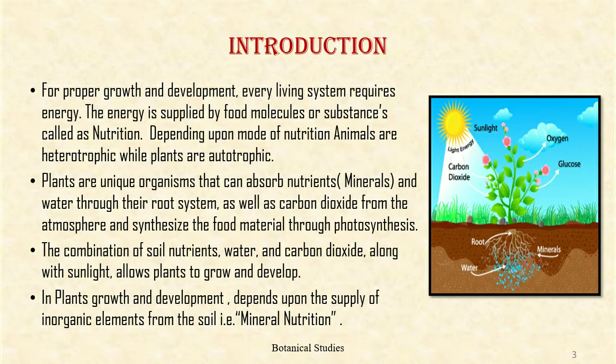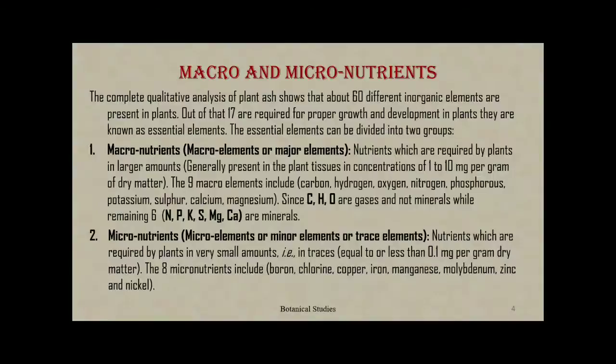Plants are unique organisms that can absorb nutrients, that is minerals and water, through their root system from the soil, as well as carbon dioxide from the atmosphere, and synthesize food material through photosynthesis. The combination of soil nutrients, water and carbon dioxide along with sunlight allows plants to grow and develop. In plants, growth and development depend upon the supply of inorganic elements from the soil, that is mineral nutrition.